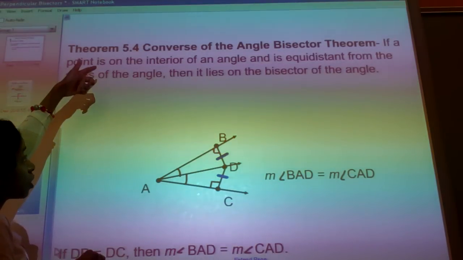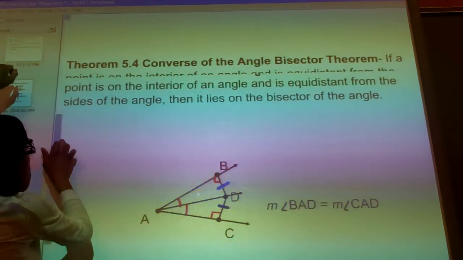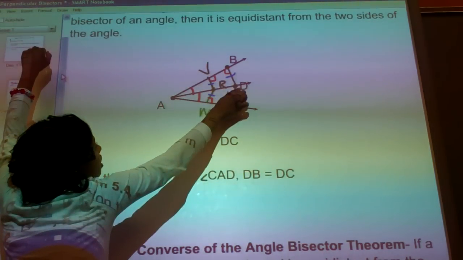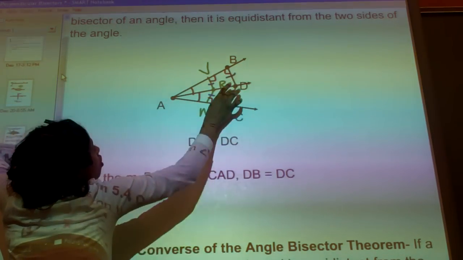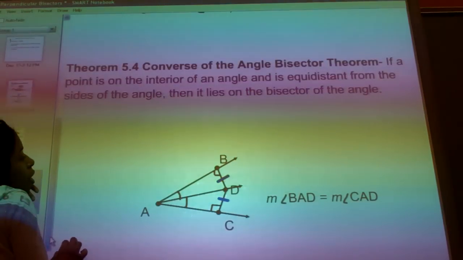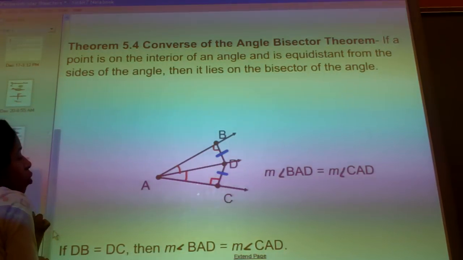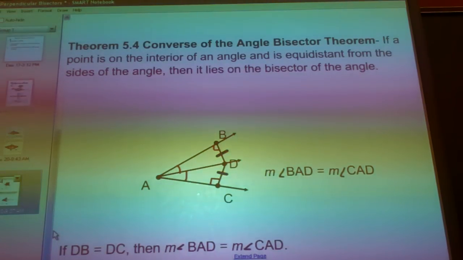On the first one, the original one, instead of saying the segments, I said if the angles BAD and CAD are congruent, then the two bisected segments will be congruent. Now on this one, I'm telling you that if the two segments, BD and CD, are congruent, then that automatically means that the angles BAD and CAD are congruent.